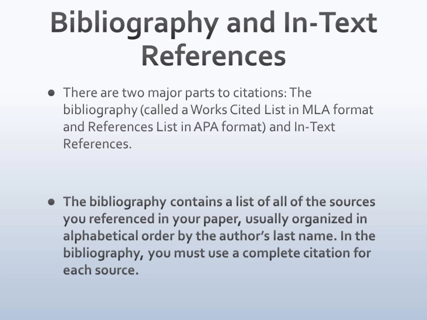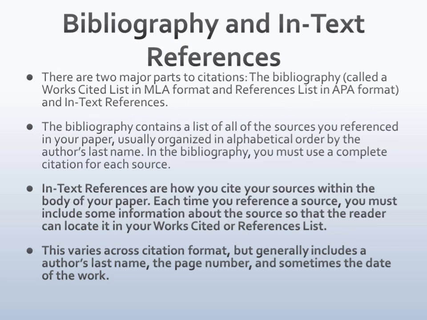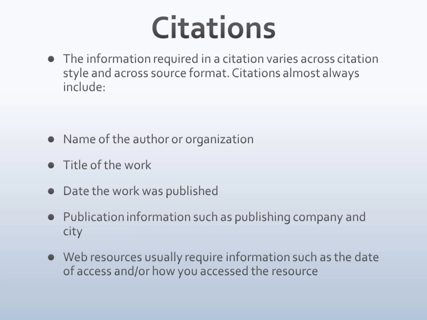In the bibliography, you must use a complete citation for each source. In-text references are how you cite your source within the body of your paper. Each time you reference a source, you must include some information about the source so that the reader could locate it in your Works Cited or references list. This information varies across citation format, but generally includes the author's last name, the page number, and sometimes the date of the work.